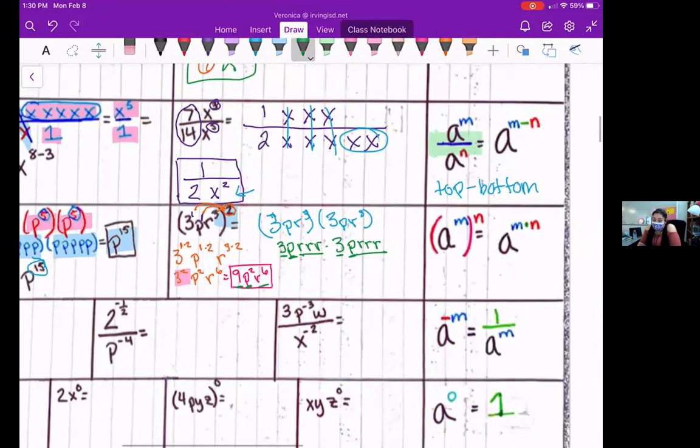So the law here, remember, how do you know you can use this law? Because you're going to have a power on the outside whose base would be whatever's inside of the parentheses.